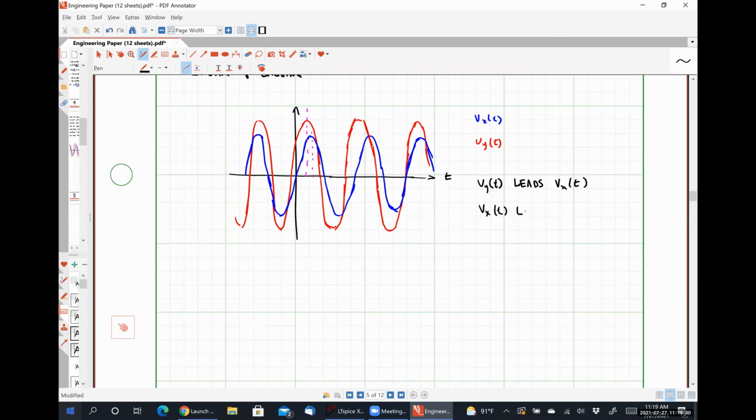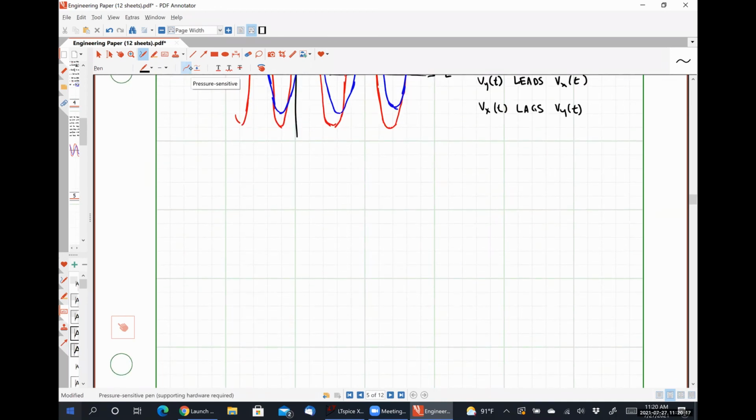Vx of t lags Vy of t because the peak value of Vx occurs at a later point in time than Vy. Now, it is possible to quantify how much Vy of t leads Vx of t, or conversely, how much Vx of t lags Vy of t from a sinusoidal graph like this. But I find that methodology to be incredibly difficult, okay? What I prefer to do instead is what's called looking at a phase diagram.